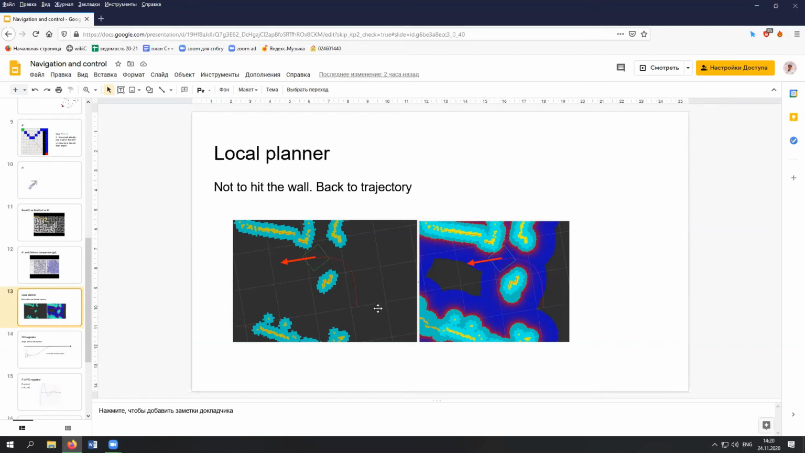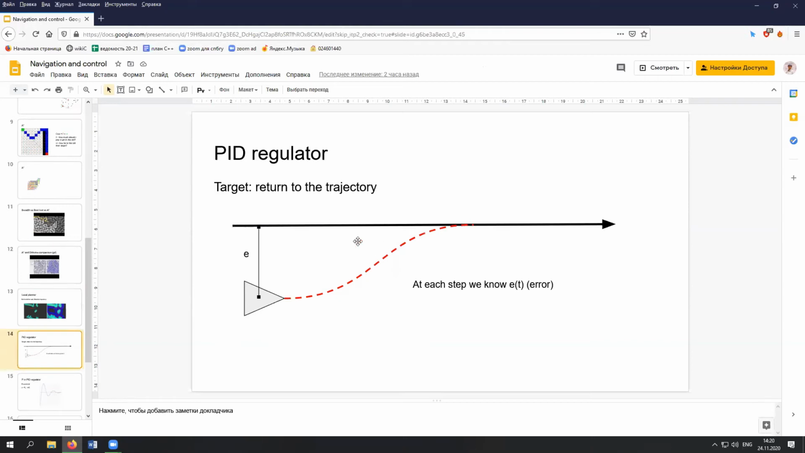So the idea is just to keep our car or robot as close to the trajectory as possible, and to avoid the walls. But how can we do it? If for some reason we found that our trajectory should be this way, but we are somewhere not on the trajectory, how can we come back to the correct trajectory?